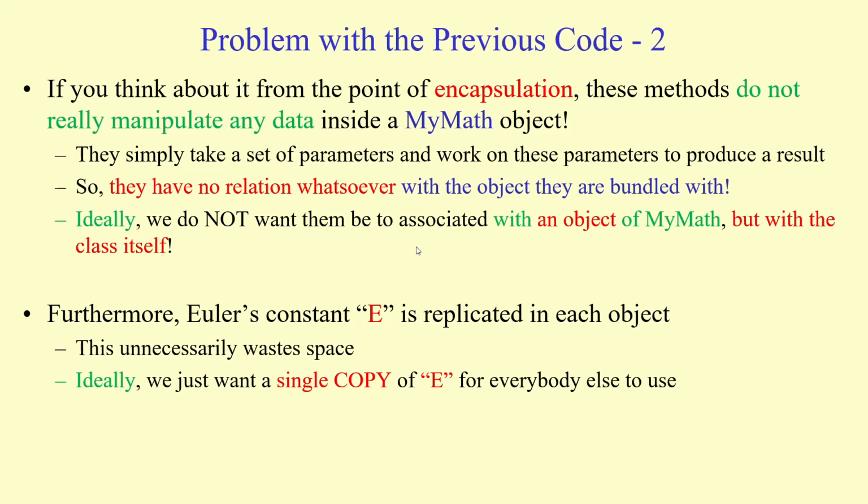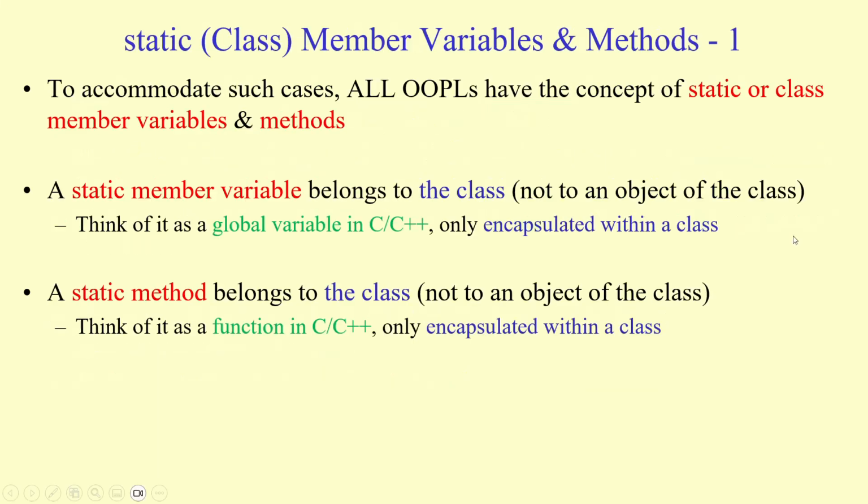Ideally, you just want a single copy of this constant for everybody else to use. So we need a better solution. This solution that we have just looked at is no good. To accommodate such cases, all object-oriented programming languages have the concept of static or class member variables and methods.